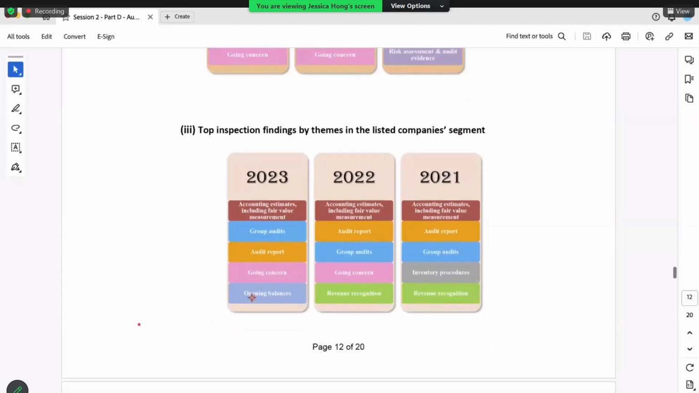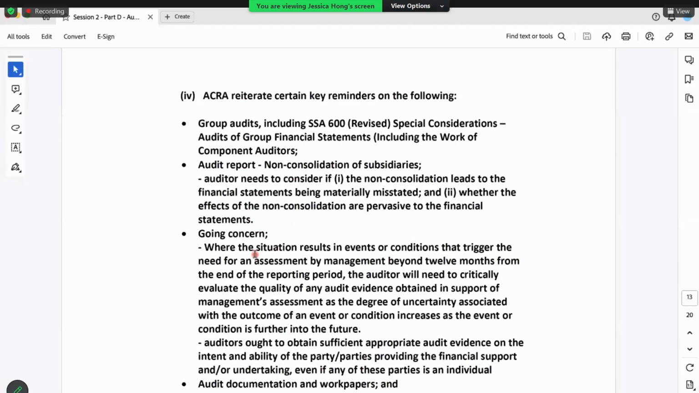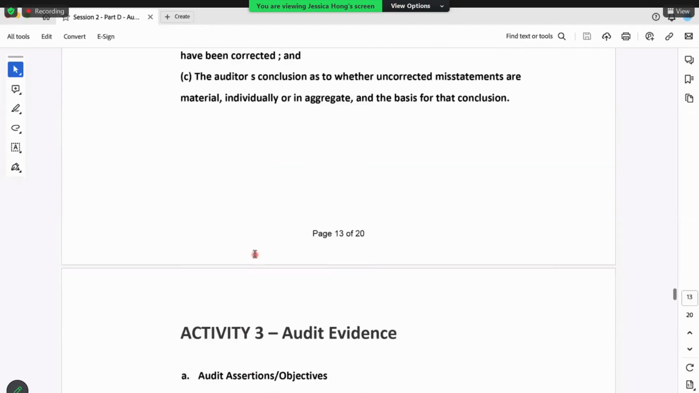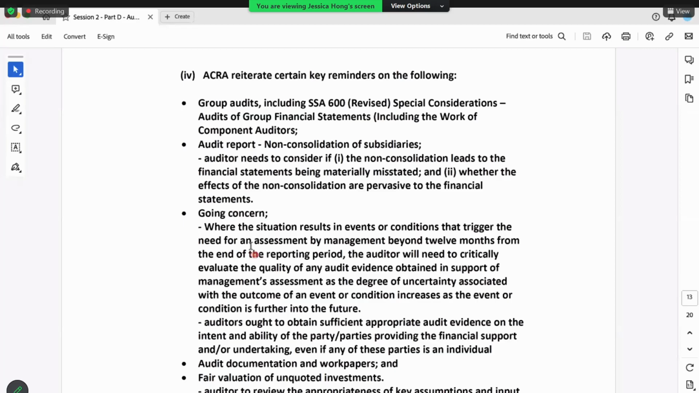Though not listed company, you can see there are also a lot of similarities. Accounting estimates and also group audits. All right. So these are some of the reminders that ACRA has presented. So what I suggest is that I will come back to this on where is the focus area, because this is suggesting what are the things that may be selected for exam. I do not know, because the tips for exam have not been announced.